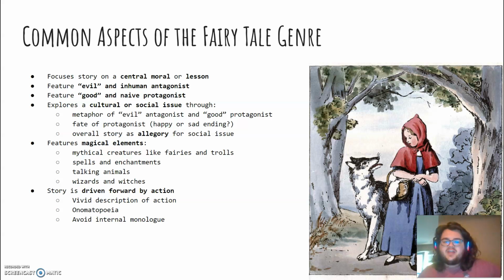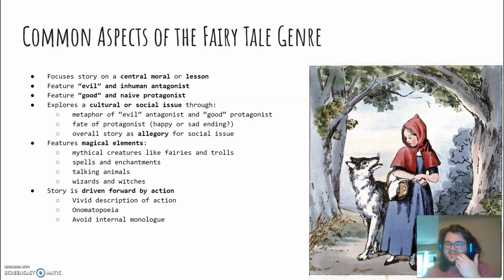So, let's look at common aspects of the fairy tale genre from a writer perspective. We looked at the definition. Now let's look at themes and trends that I noticed emerging when I read through. We can add to this list as a class if we have more noticings, however. Usually, I've noticed the story focuses on a central moral lesson. Again, this is called allegory, and we'll dive in more into that later. It features evil and inhuman antagonists. So, like, the wolf in Little Red Riding Hood, he's a talking wolf who's a monster, and he's very inhuman, very beastly. Explores the good and naive protagonist.